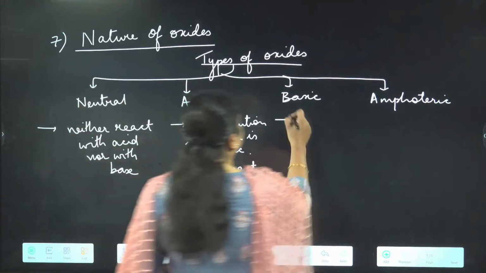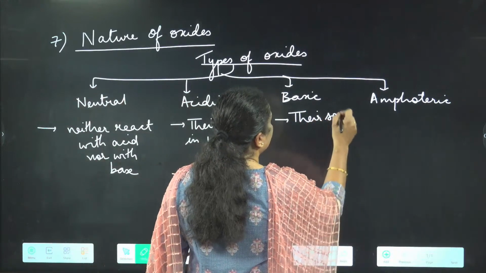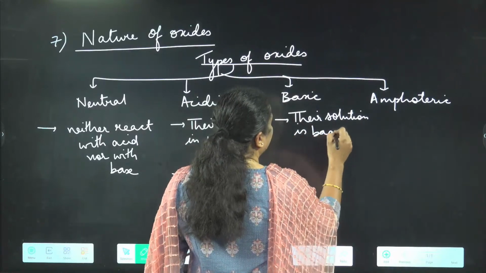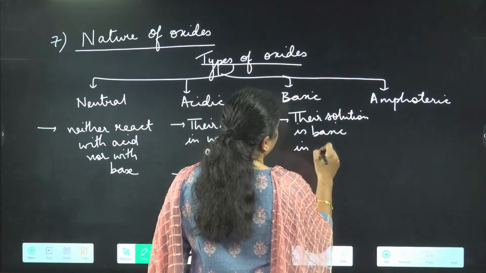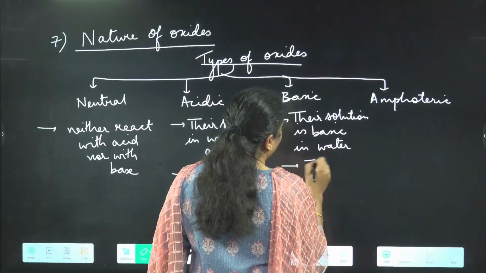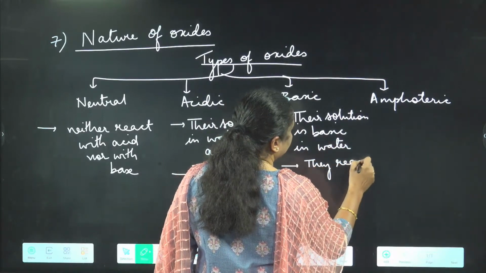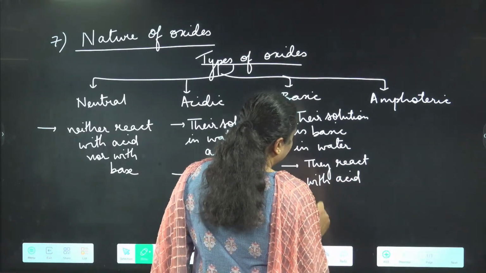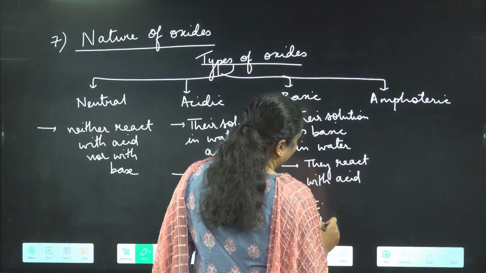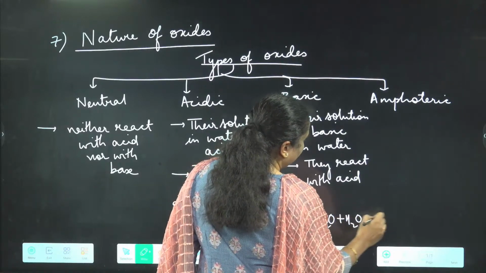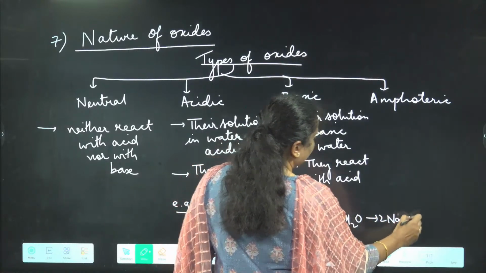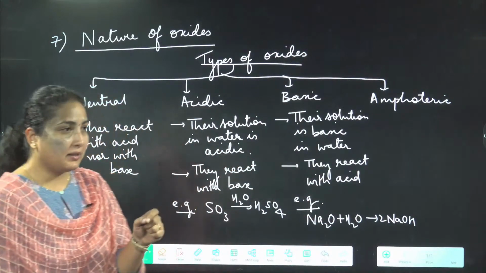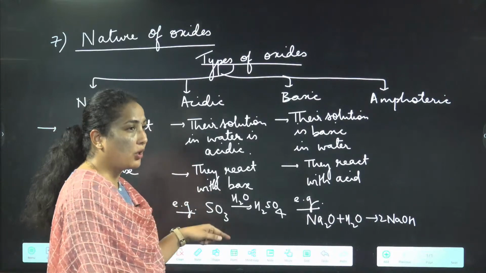Now here, basic oxides: their solution in water is basic, and definitely they are going to react with acid. For example, if I consider Na2O plus water, I'm going to get 2 NaOH. So it is a basic solution. You know that NaOH is a strong base. So normally metallic oxides are basic in nature, and non-metallic oxides are acidic.